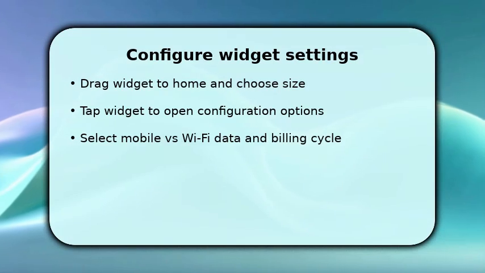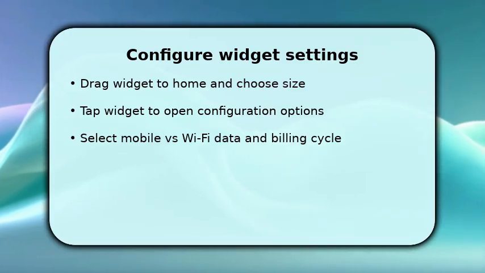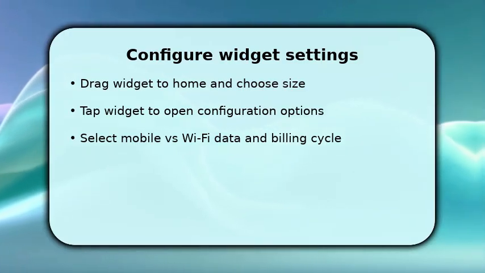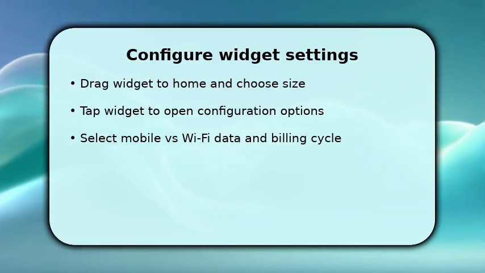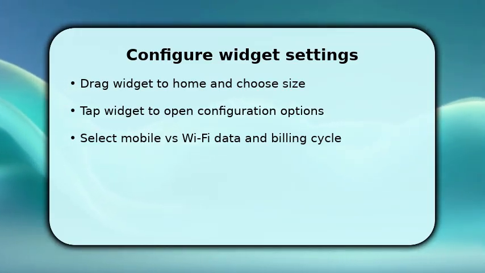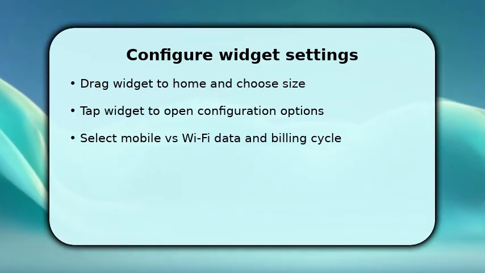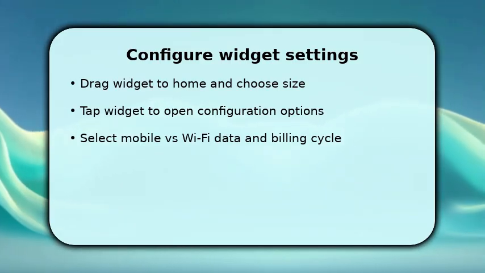You now drag the chosen widget onto the home screen, and before you let go, decide the size that fits your layout. This matters because larger widgets show more details. Once placed, tap the widget to open configuration. Make sure to select mobile data or Wi-Fi display based on what you need. Also pick the billing cycle or date range so the numbers match your carrier statement, and enable app-level tracking if you want per app breakdown directly on the widget.